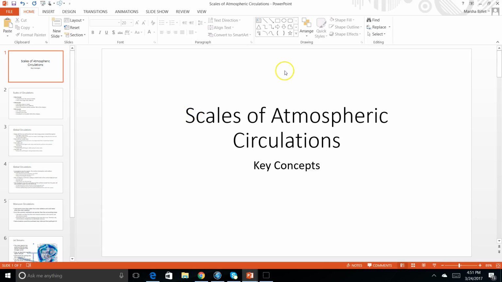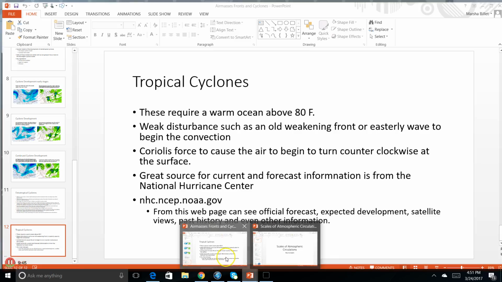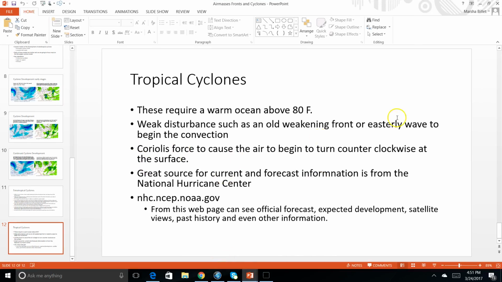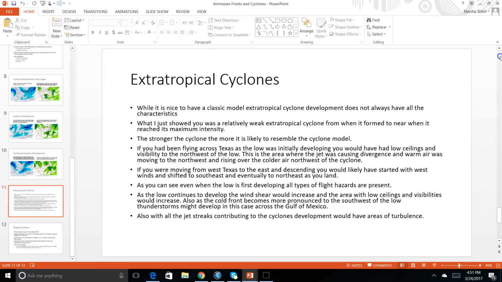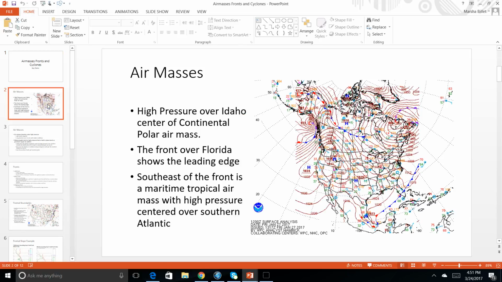So that's that one. So we'll take a look at air masses now a little bit. Air masses are, well, you're going to see them develop over a long period of time. And we're going to talk about air masses, fronts, and cyclones more in detail now.